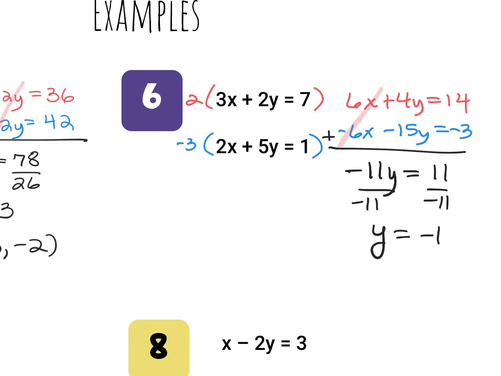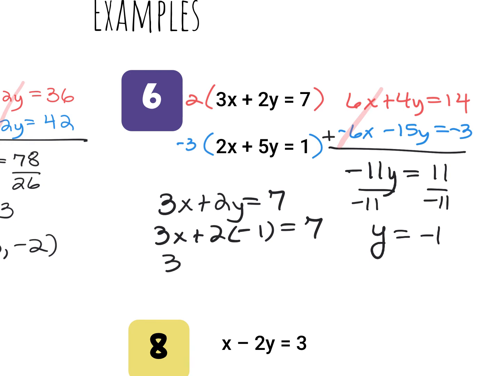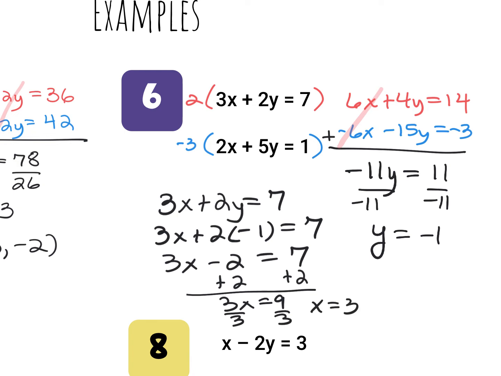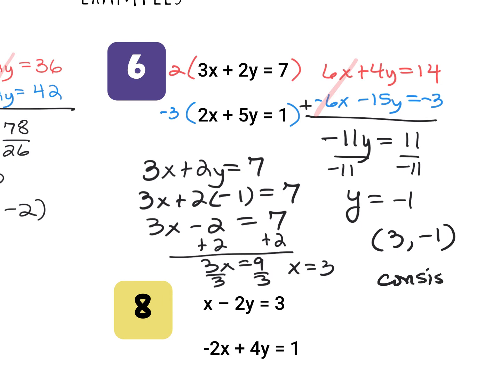Now, when I go to plug it in, I'm substituting for y this time, not x. And again, choose whichever one you want. It doesn't matter which. So if I choose the first one, 3x plus 2 times -1 equals 7. Multiply. Move the 2. 3x equals 9. Divide by 3, and x equals 3. So just be careful when you put in the ordered pair, the x always is written first and then the y. And again, this is still consistent because I got a solution.